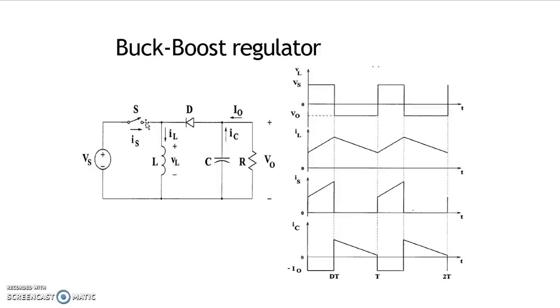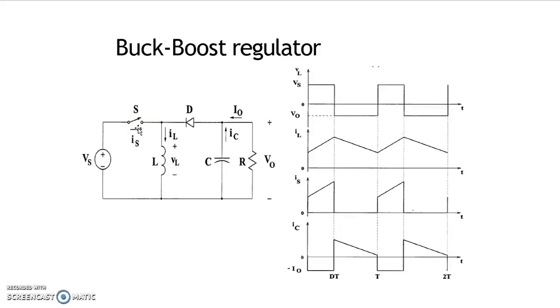A buck boost converter can be obtained by cascade connection of the buck converter and boost converter. It has two modes of operation. In mode 1, we are assuming that our switch is in on condition. In mode 2, we are assuming that our switch is in off condition. First one is mode 1 operation, that is when the switch is on.